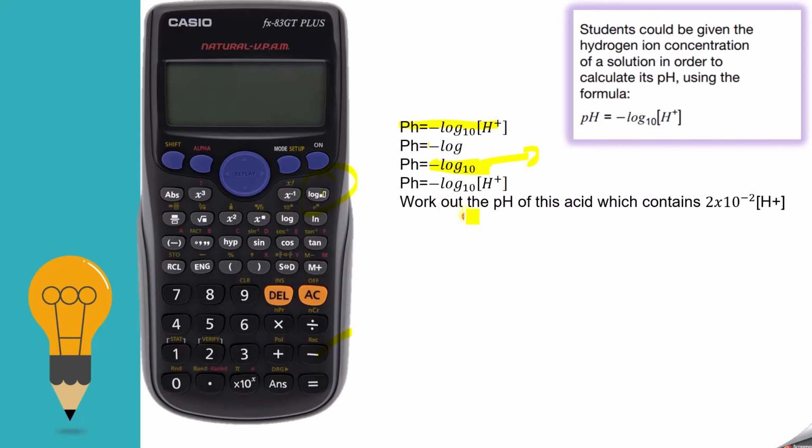So work out the pH of this acid, which contains 2 times 10 to the power minus 2 hydrogen ions. So let's work it out.